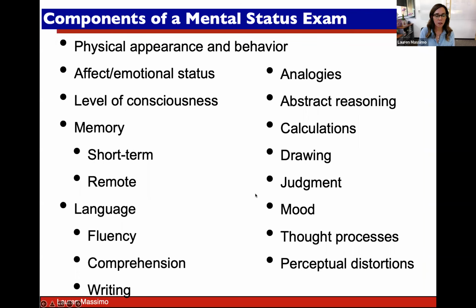So the various components of a mental status exam include the physical appearance and behavior, affect, level of consciousness, memory, language, analogies, abstract reasoning, calculations, drawing, judgment, mood, thought processes, and perceptual distortions. And this is a fairly comprehensive list. And I think that that's why sometimes it's helpful to order a neuropsychological exam for your patients, because this can be a pretty extensive visit.